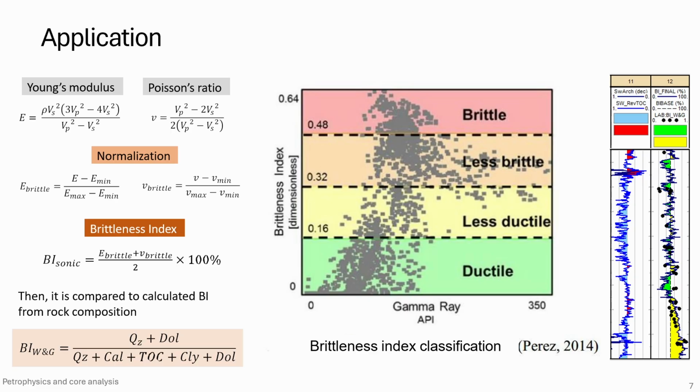This slide shows how elastic properties can be used to calculate a brittleness index. The workflow uses Young's modulus and Poisson's ratio, normalizes them, and combines them into a brittleness metric. The result can then be compared with mineral composition-based brittleness.